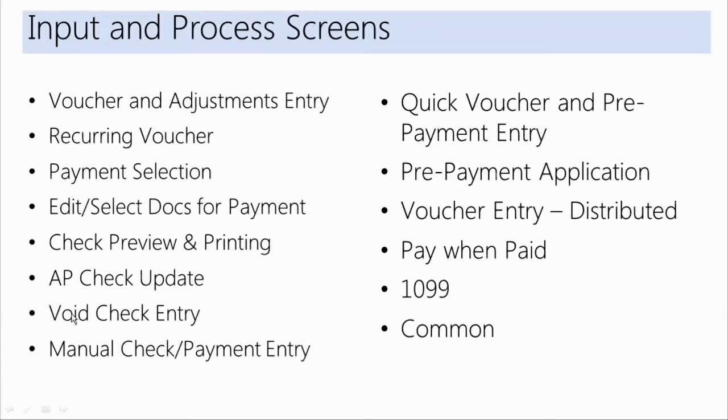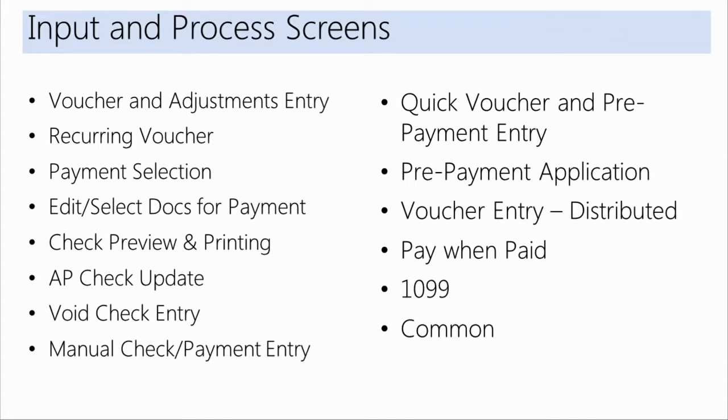So we talked about, okay, I've set up accounts payable. I've now set up some vendors that I can start working with. Well, what is the process of actually entering something in that I have to pay? So we're going to go through, wow, a long list of screens. We're going to talk vouchers and adjustments. We'll talk about some of the recurring items, which we talked about in general ledger as well.